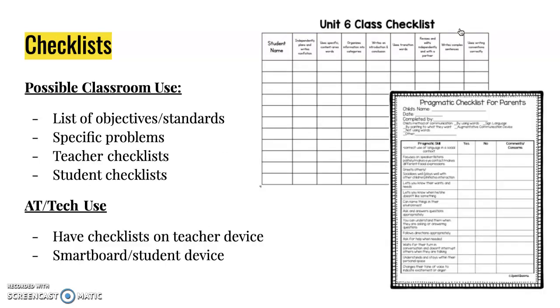The last informal assessment that we'll be going over is checklists. Checklists can be used on a specific problem or can be used to collect data on a list of objectives and standards. Teachers have their own checklists and also students can have theirs as well. Assistive technology you can use would be to have a checklist on a device you can walk around the room with. You can also use a smartboard to present the checklist to the class.